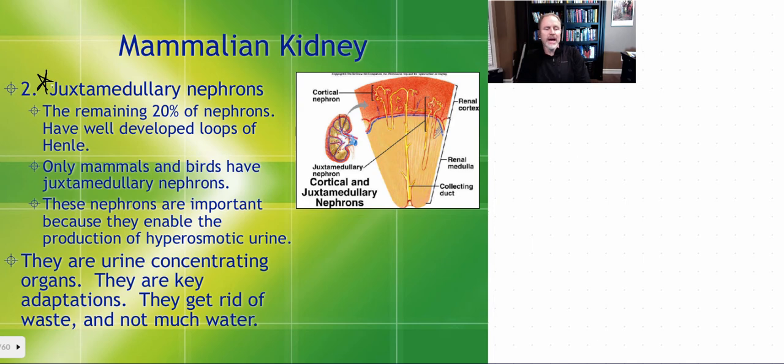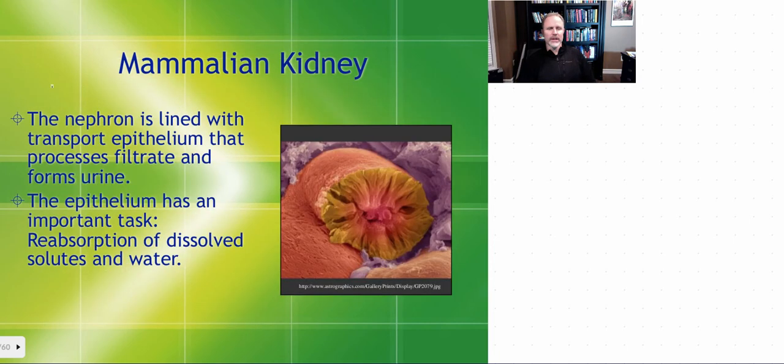And their main job is really to produce a very hyperosmotic or very concentrated type of urine. Okay? And these are the key adaptations that allow organisms to be really terrestrial, to not be confined to an aquatic type of environment. These are really our urine concentrating organs, as we said, and they get rid of waste and not much water. So these are going to produce a very concentrated urine.